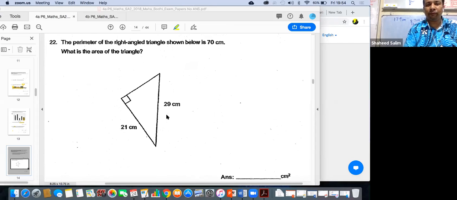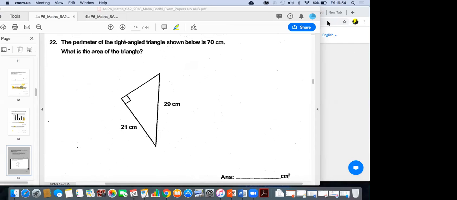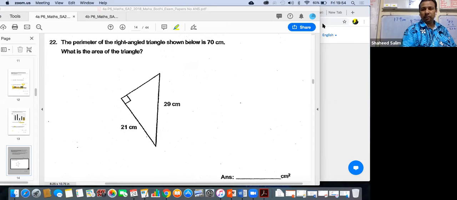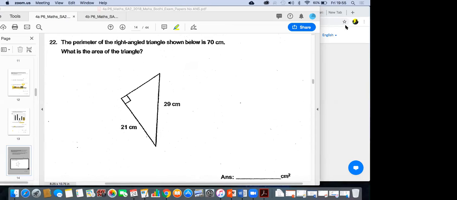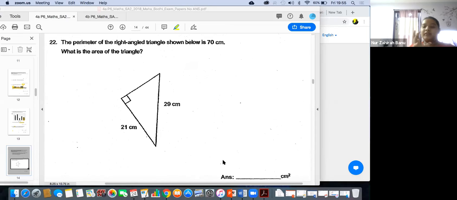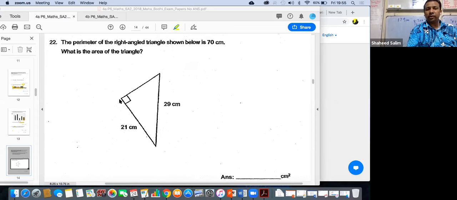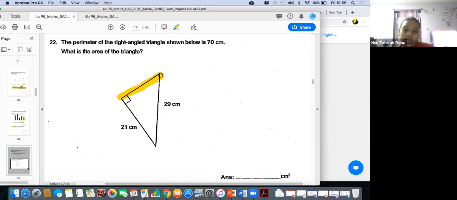Be careful. You know perimeter is just this plus this plus this. That's perimeter. Which one is the perimeter? Perimeter, you know what, is the outline. The outline. This one is perimeter. This plus this is perimeter.